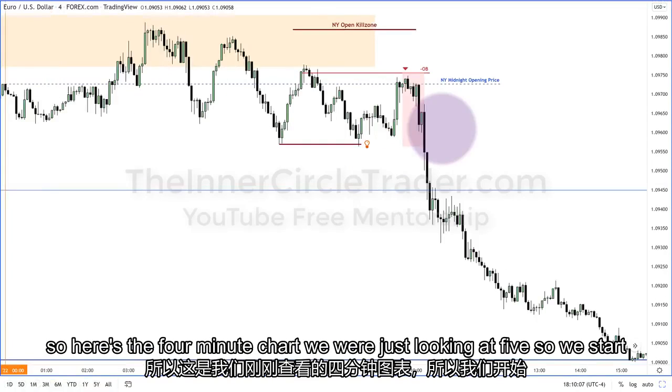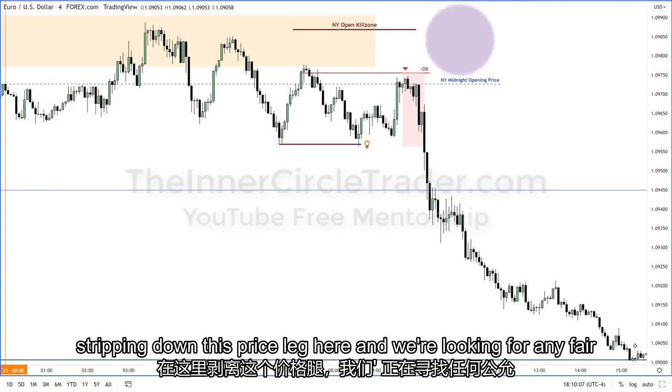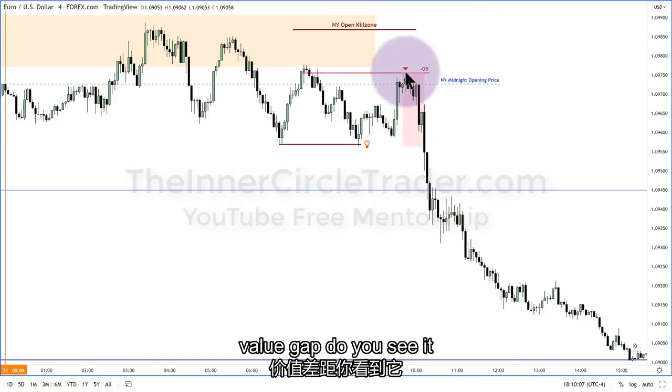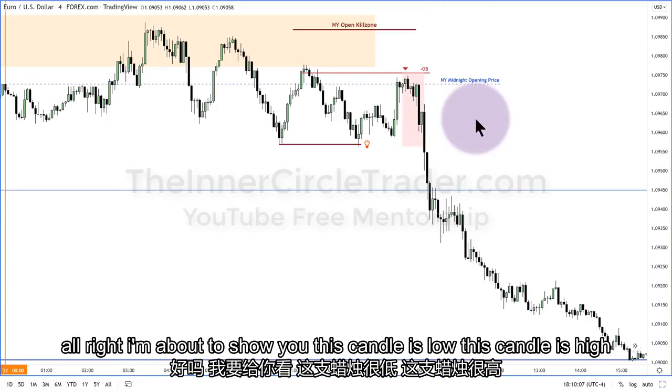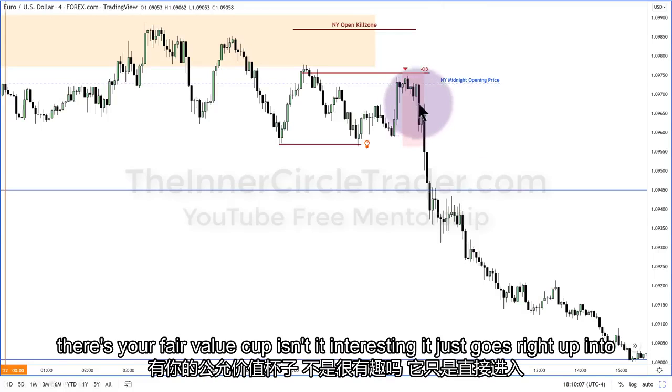So here's the 4-minute chart. We were just looking at 5. So we start stripping down this price leg here, and we're looking for any fair value gap. Do you see it? Pause the video, look for it. All right, I'm about to show you. This candle's low, this candle's high, there's your fair value gap.